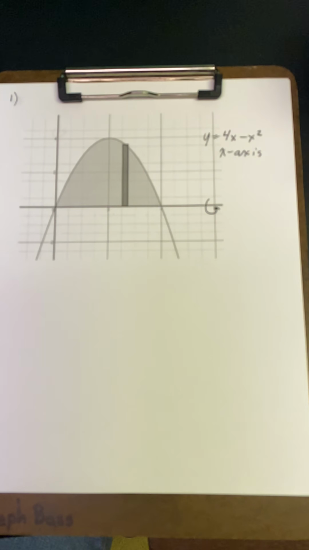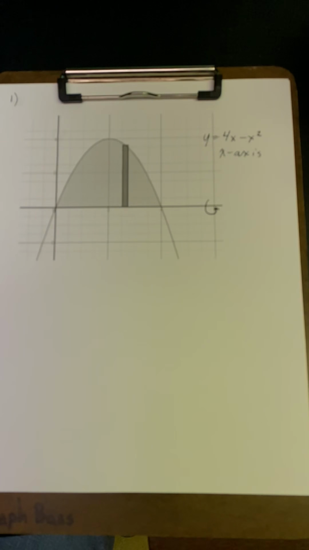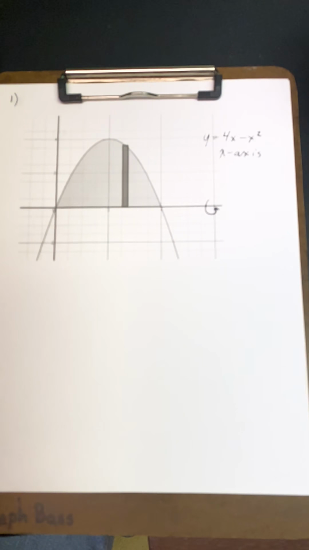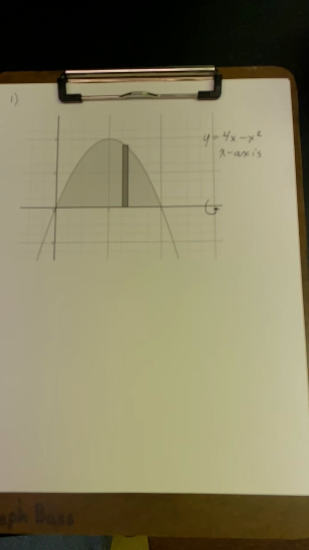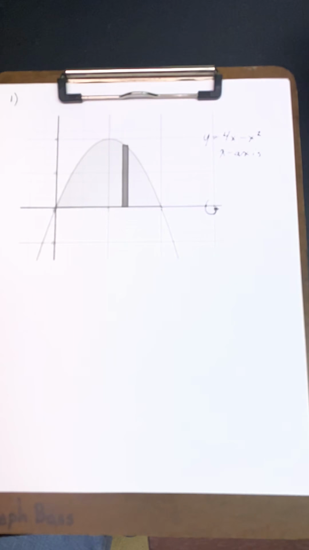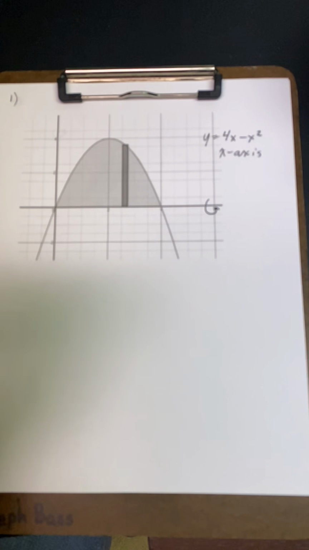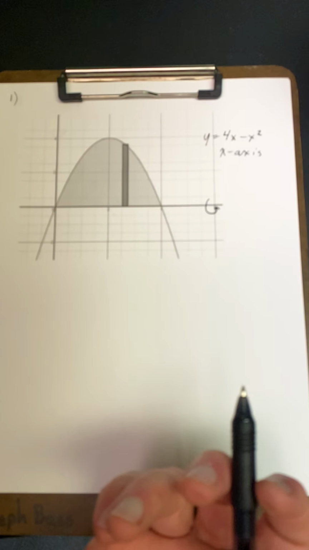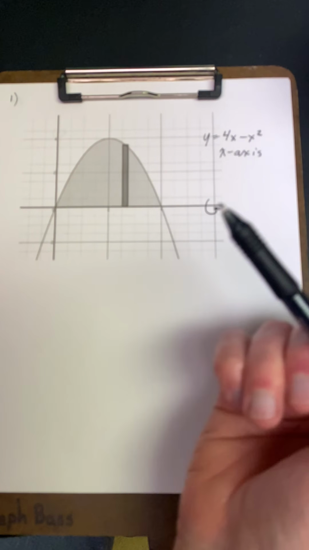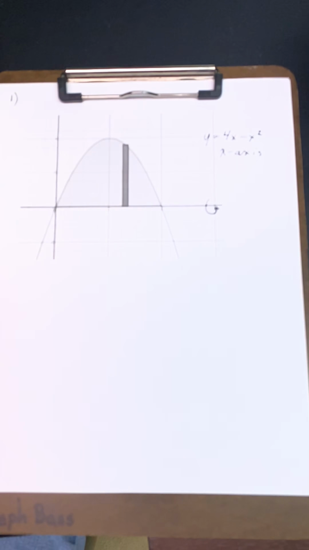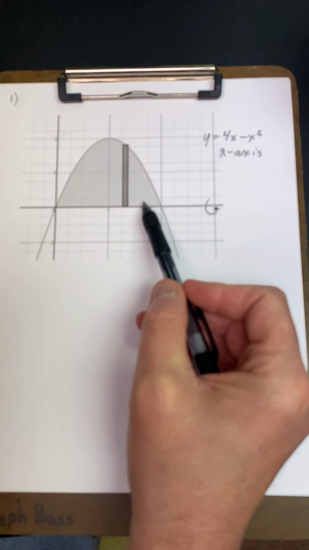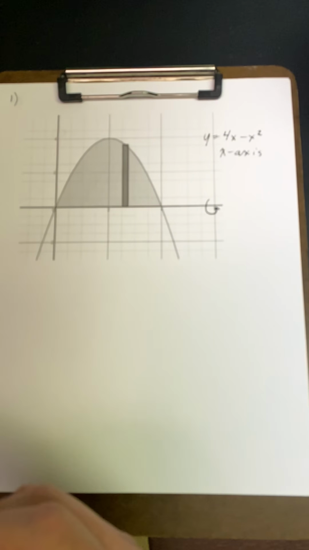There were 3 problems: rotate around the x-axis, rotate around the y-axis, and rotate around the line y equals -1. So there's the graph, y equals 4x minus x squared. Use Desmos, use your graphing calculator. Just make sure you get a graph. It's this region. This region is the same region in all 3 problems.